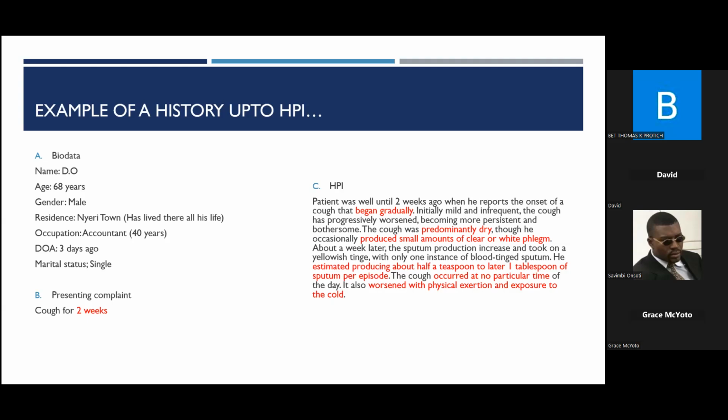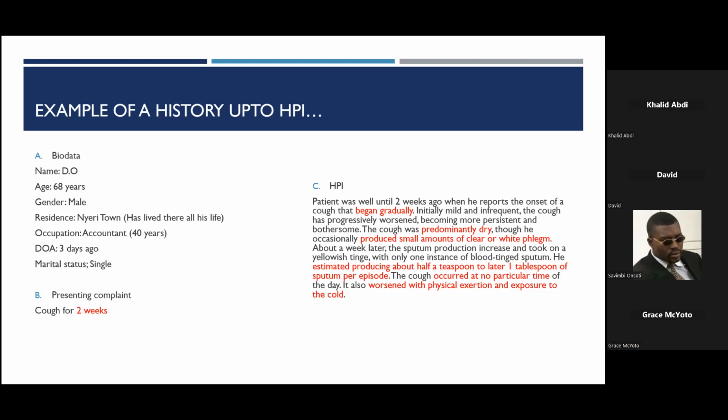Here it starts with, okay, can someone read this for us? That way at least I'll get you guys to take part. The HPI or the presenting complaint? The HPI. Could you read this paragraph and then I'll ask someone else to read the next paragraph and then like that. Okay, so I'll start the HPI.